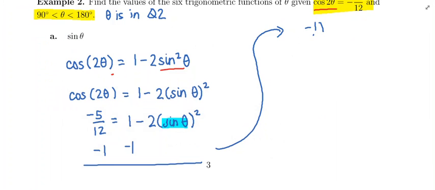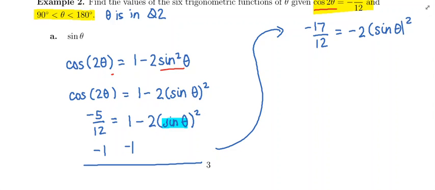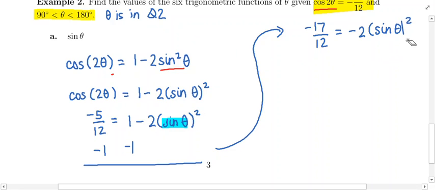Negative 17/12 is equal to -2 times the sine of theta squared. Okay, you can write it as sine squared theta. That's what it is, but I'm just trying to make this clear to make sure you understand what I'm doing. Again, we're after isolating the sine squared theta.